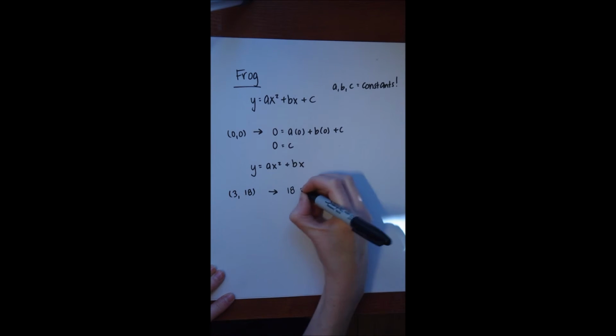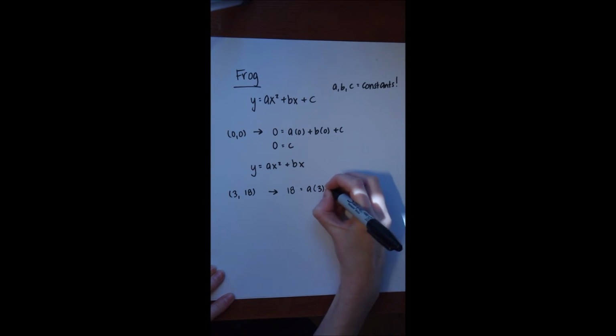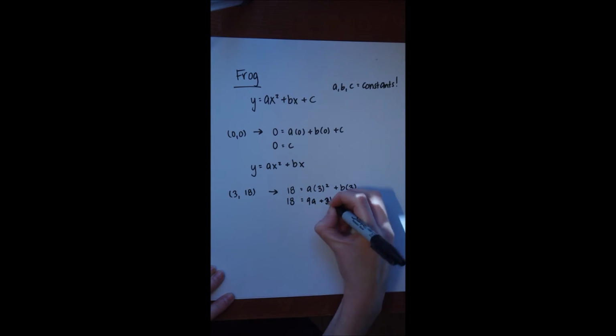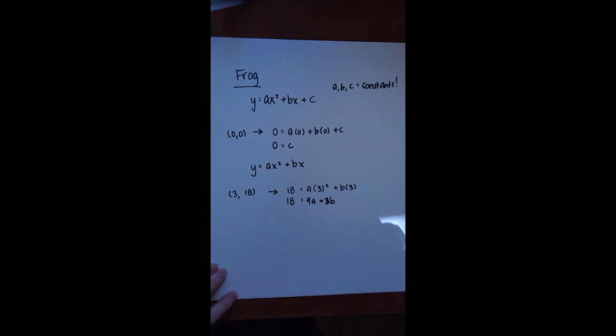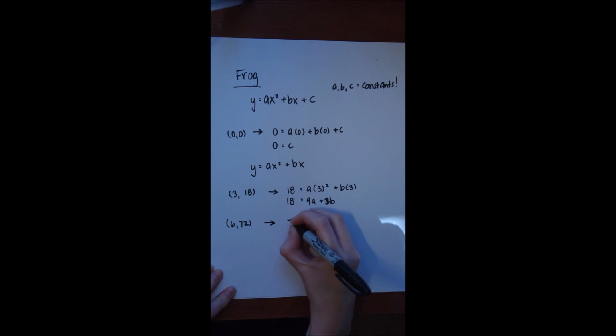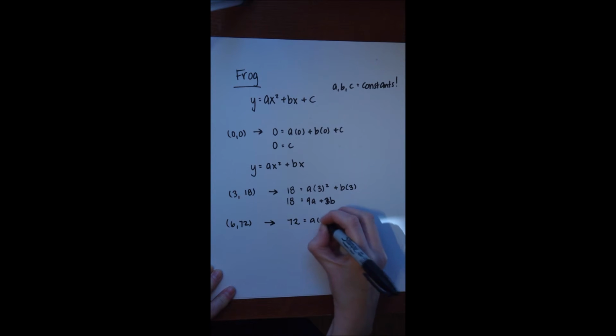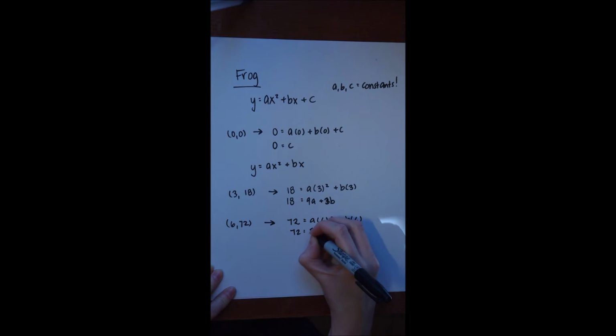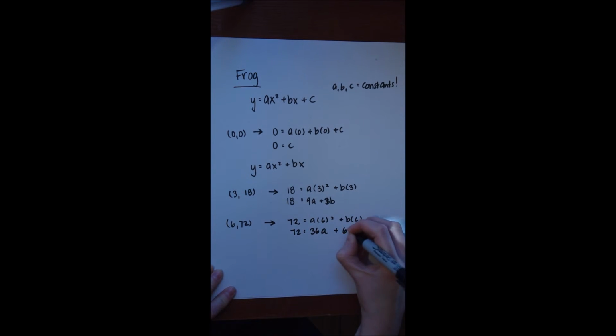So 18 is going to be equal to a times 3 squared plus b times 3. So 18 is equal to 9a plus 3b. Now let's choose another point. Let's choose the point 6, 72. So at 72, when the frog has traveled 72 meters after 6 minutes. So now choosing the point 6, 72, we have 72 is equal to a times 6 squared plus b times 6. 72 is equal to 36a plus 6b.